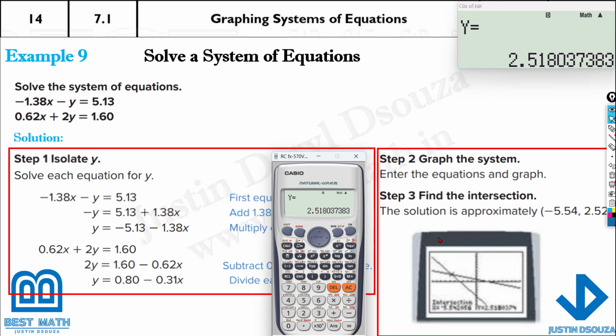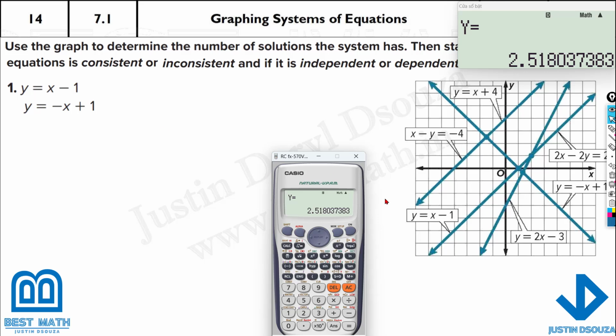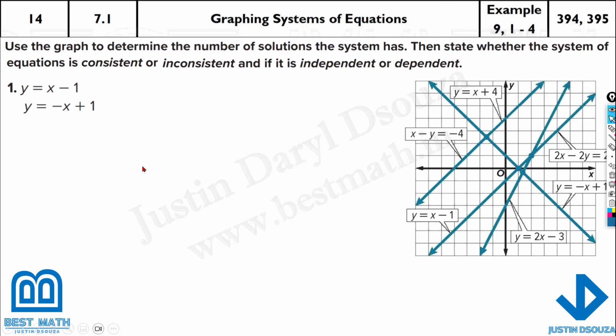Those are the answers. Now we have here the graphs given, and we have been told to find whether these are consistent, inconsistent, and how is the equation. So there are various ways. You can use the calculator, solve these as simultaneous equations, and then deduce it. But the best way is, because the graph is already given, see where y is equal to x minus 1. This is the equation, this line.